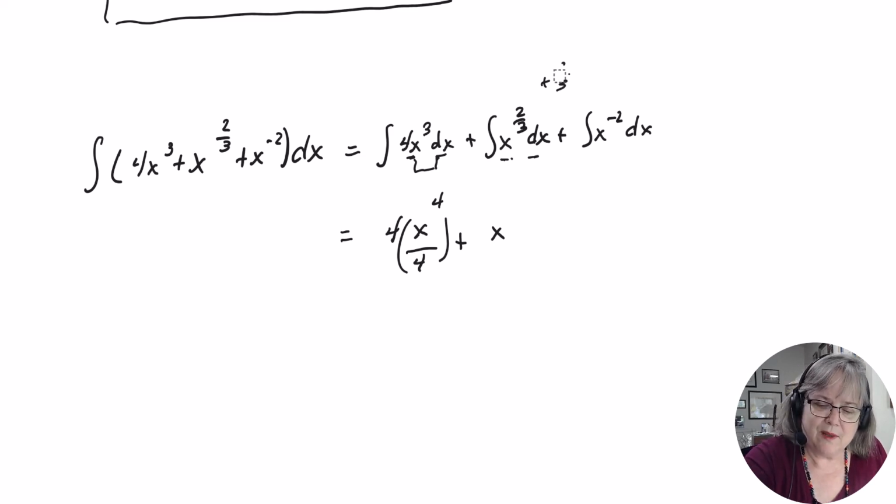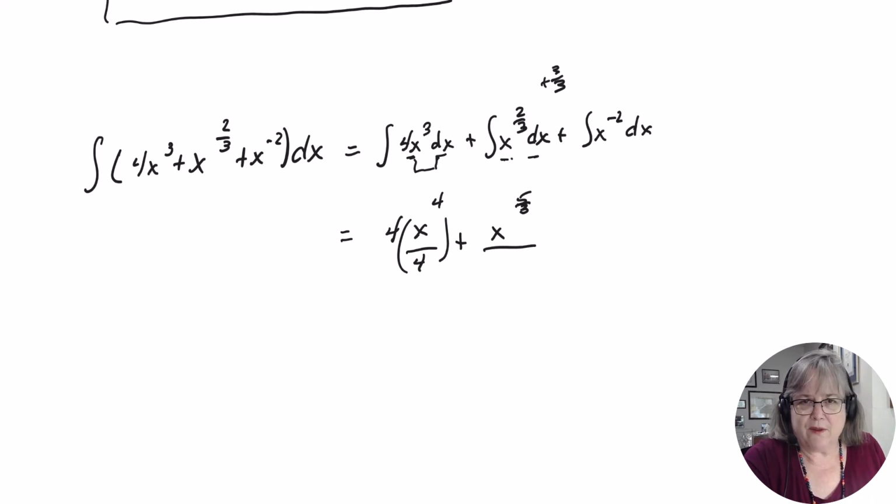3/3. So that would be 5/3. And you're going to divide by 5/3, which is the same thing. So if you divide by 5/3, it's the same thing as multiplying by 3/5, multiplying by the reciprocal. Dividing by a fraction is multiplying by a reciprocal. Again, if you want to see that in more detail, go back to that first antiderivatives video.